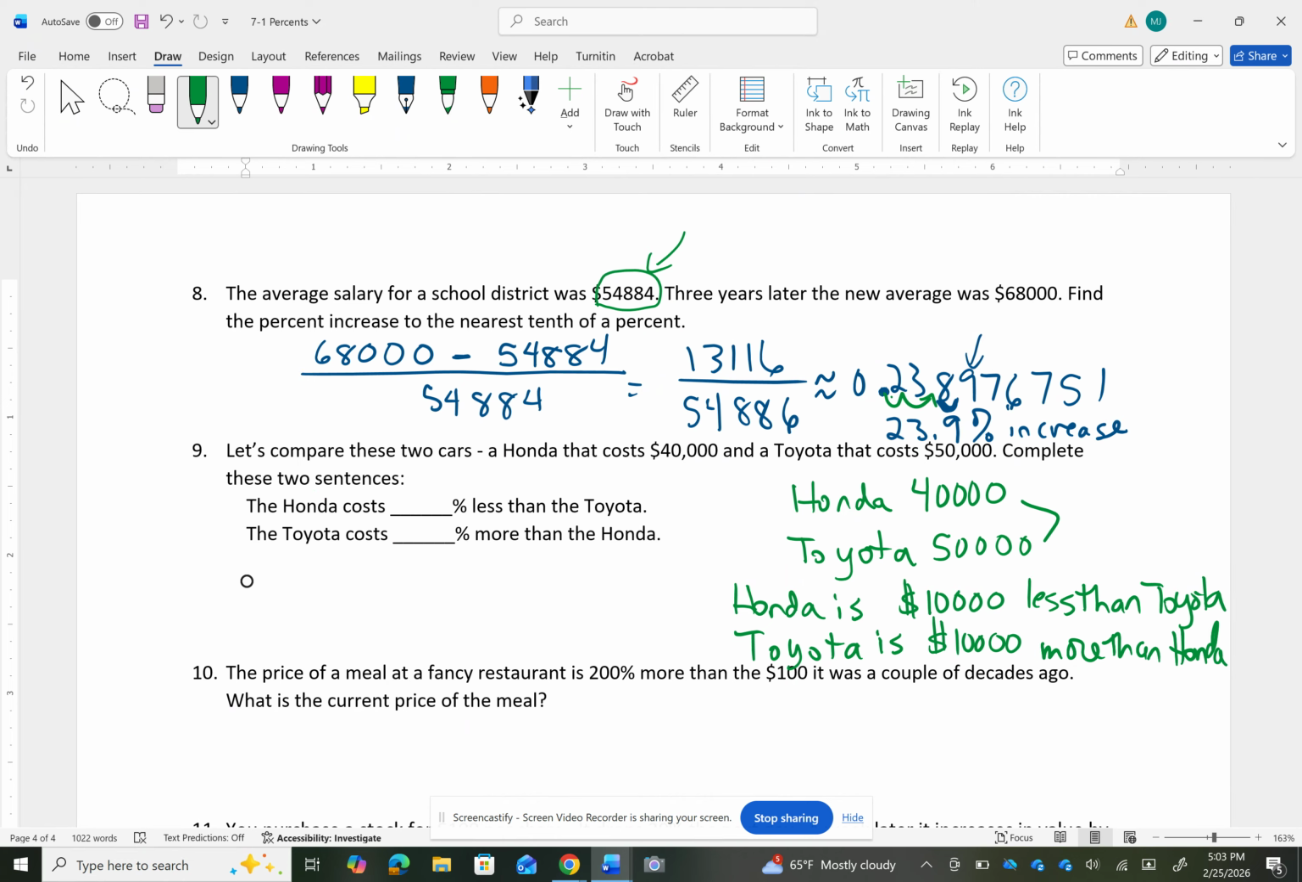If I wanted to report things as a percent difference, if I wanted to say the Honda cost so many percent less than the Toyota, I'm going to put an A and a B on these. What I would want to calculate is that 10,000 change, but compared to the Toyota, since I'm saying it's that percent less than the Toyota. And the Toyota was 50,000.